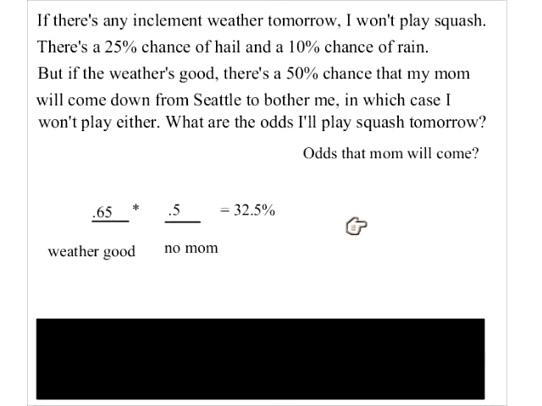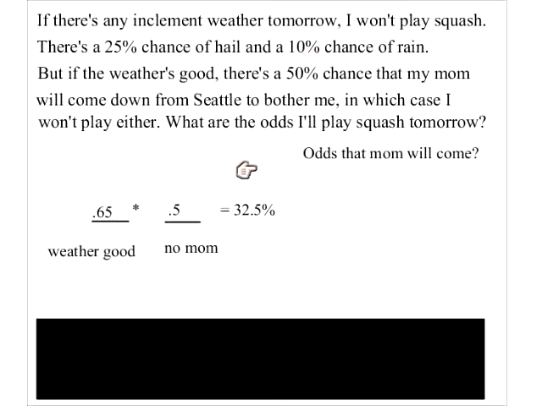You added 10 and 25. Right, because really the question is about any inclement weather. I separated it just to make things a little bit more complicated, but both of them are inclement. So if it hails, that's bad. If it rains, that's bad.